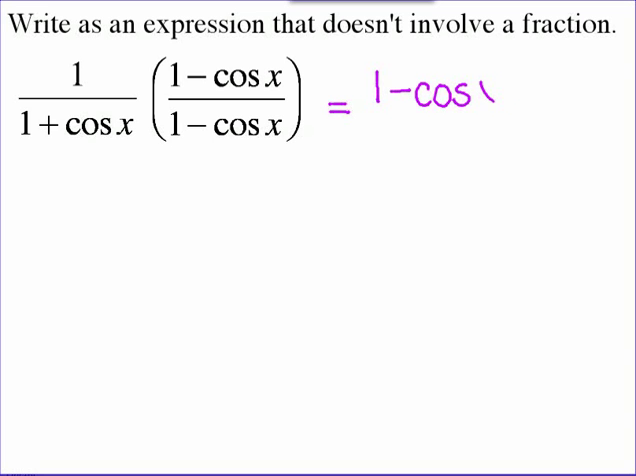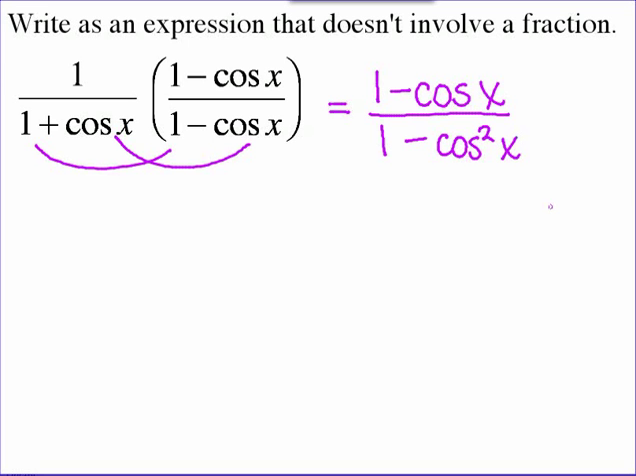Now on the bottom, since they're conjugates, you only have to multiply the first and the last. So when I multiply the first, I get 1. When I multiply the last, I get negative cosine squared x. So now, that is equivalent to sine squared x. So I end up having 1 minus cosine x over sine squared x.